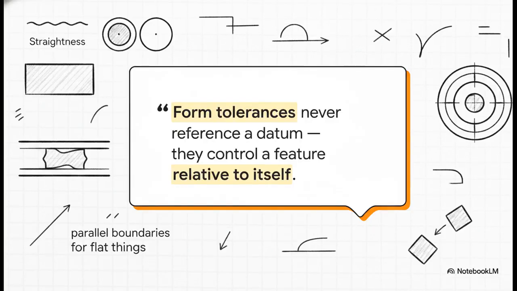So look at how beautifully simple this system is when you really break it down. We have two 2D controls, straightness and circularity, and we have two 3D controls, flatness and cylindricity. We use parallel boundaries for flat things and concentric boundaries for round things. And the core takeaway that ties all of this together is this direct quote from our reference documents. Form tolerances never reference a datum, they control a feature relative to itself. We have officially mastered how to evaluate independent features without needing a single external reference point.